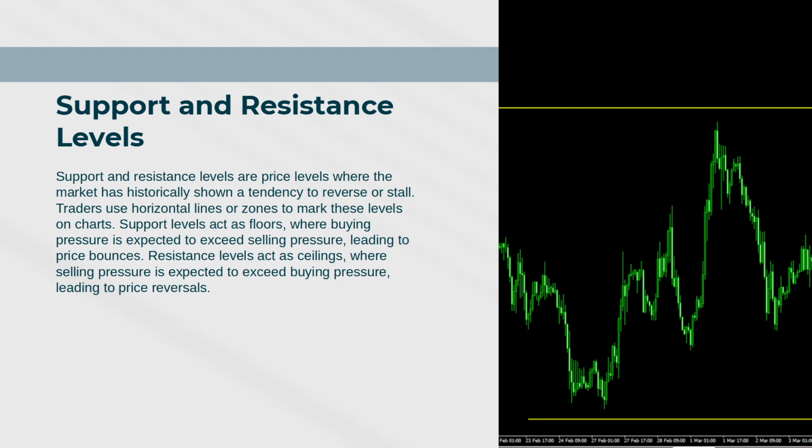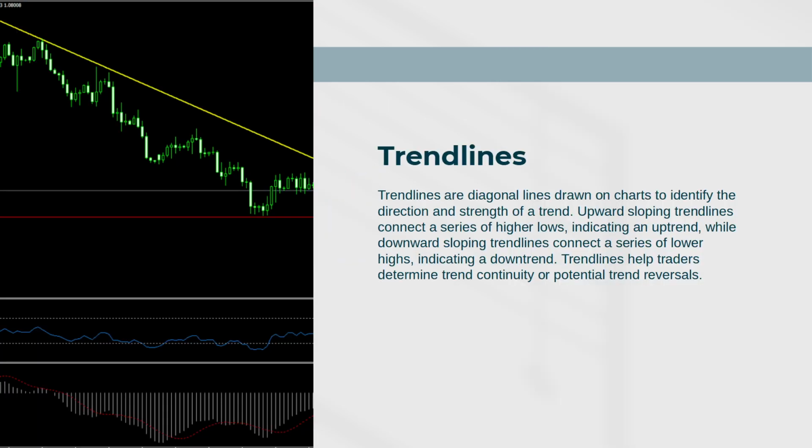Support and resistance levels. Support and resistance levels are price levels where the market has historically shown a tendency to reverse or stall. Traders use horizontal lines or zones to mark these levels on charts. Support levels act as floors, where buying pressure is expected to exceed selling pressure, leading to price bounces. Resistance levels act as ceilings, where selling pressure is expected to exceed buying pressure, leading to price reversals.